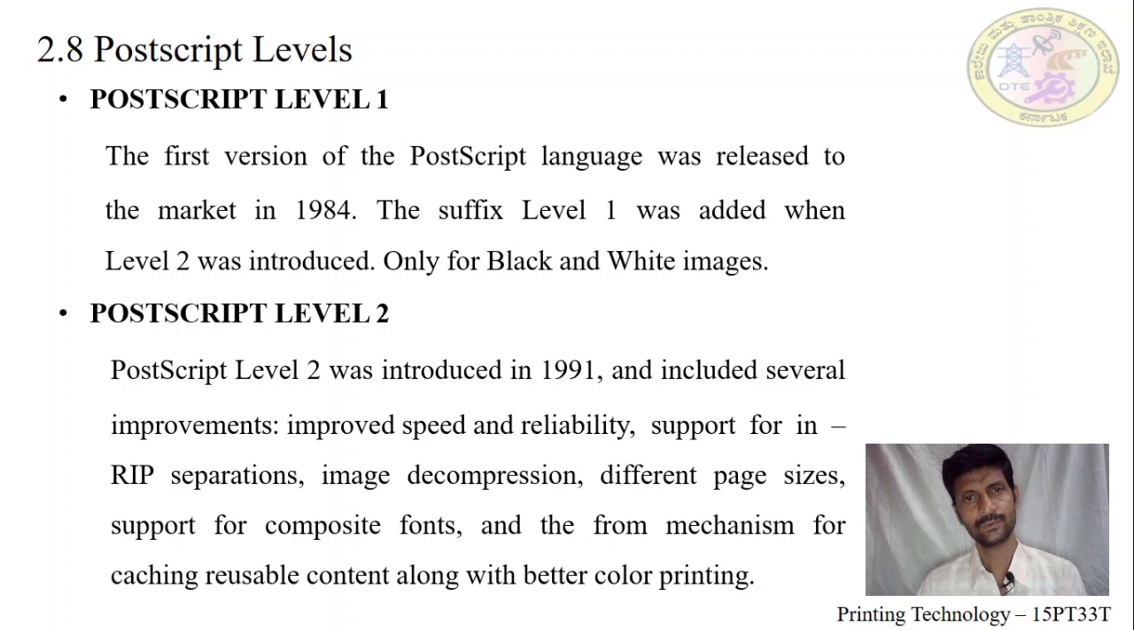PostScript Level 2 was introduced in 1991. It has some improvements along with the speed of the output and reliability. It consists of RIP separations, image decomposition, different paper sizes and fonts, and the mechanism of caching reusable content, along with better color printing. It supports black and white as well as color printing, but it does not support text.